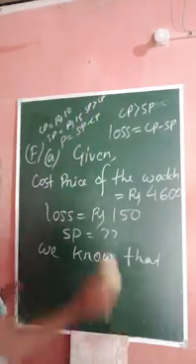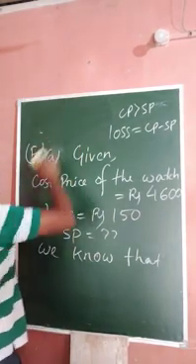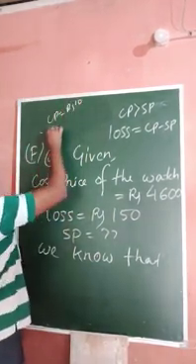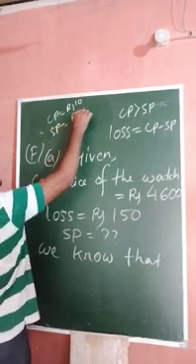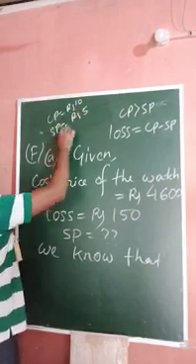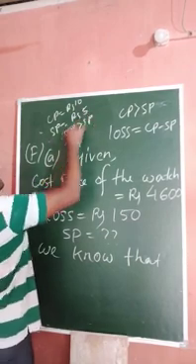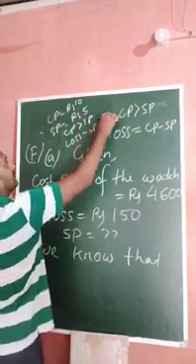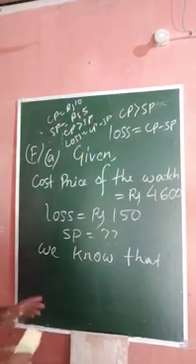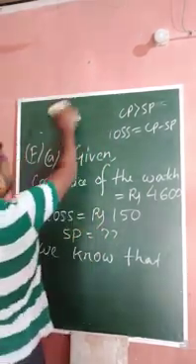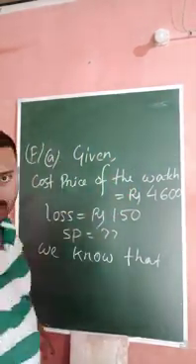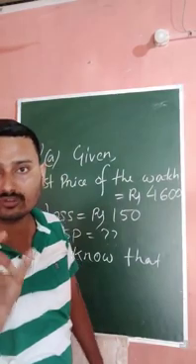And reversely, suppose you buy a pen at rupees 10 and sell that pen at rupees 5. In this case CP is greater than SP, then there will be a loss. And how much loss? CP minus SP, that means 10 minus 5 equal to 5. Here whenever cost price is greater than selling price, there will be a loss, and the amount of loss is cost price minus selling price.